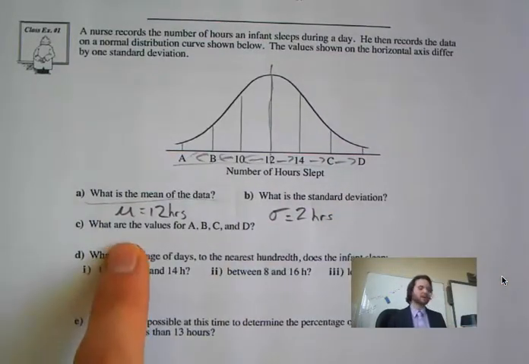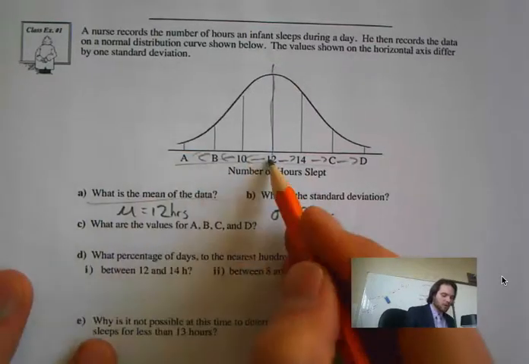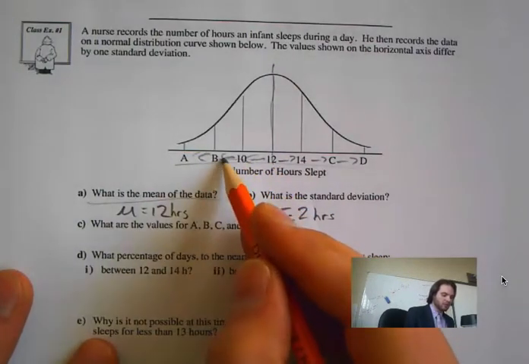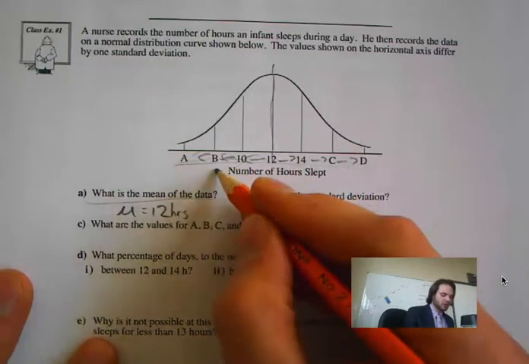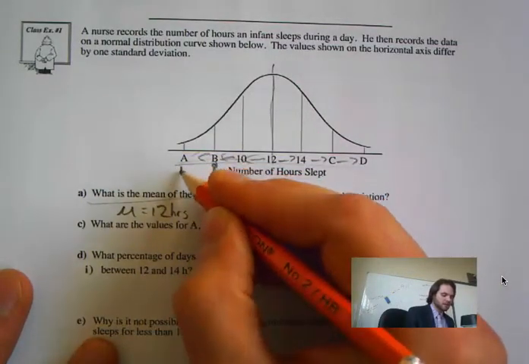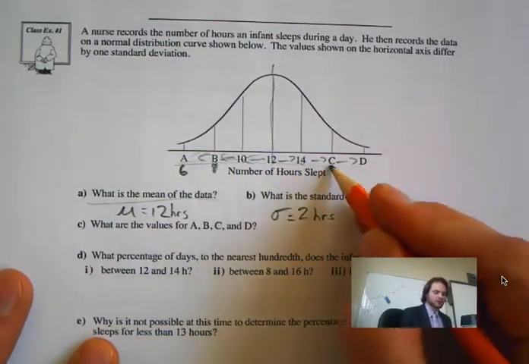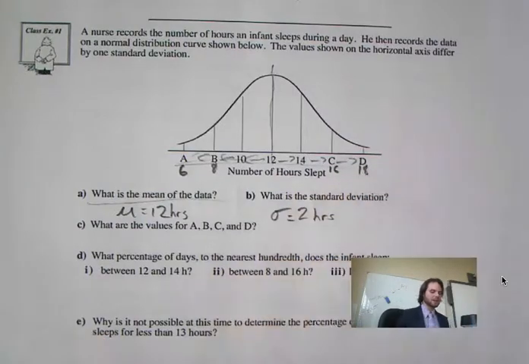Okay? Now it says, what are the values of A, B, C, and D? Well, I look at this. We go down by 2, then we go down by another 2, then we go down by another 2. So this is going to have to be 8, and this is going to be 6. Here we're going up by 2 every time, so 14. This is going to be 16. This is going to be 18.